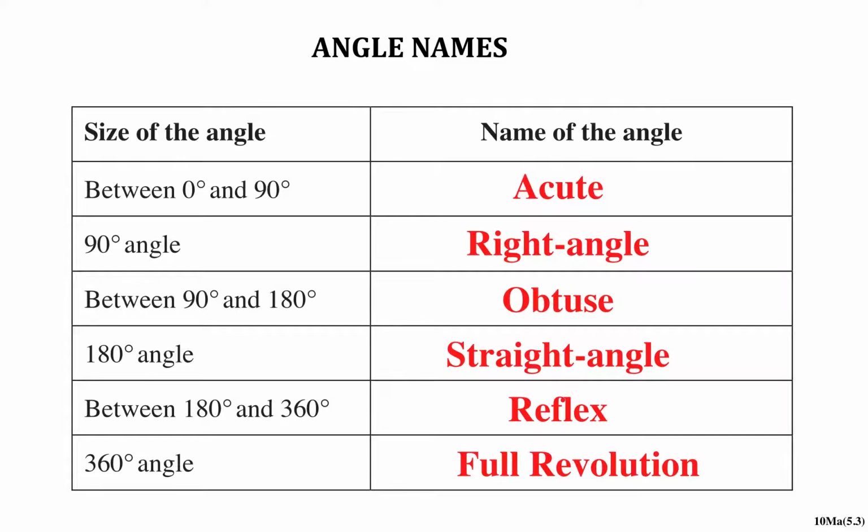Sometimes it used to be called a perigon, which is the old-fashioned term for a full revolution, but you don't need to know that one.